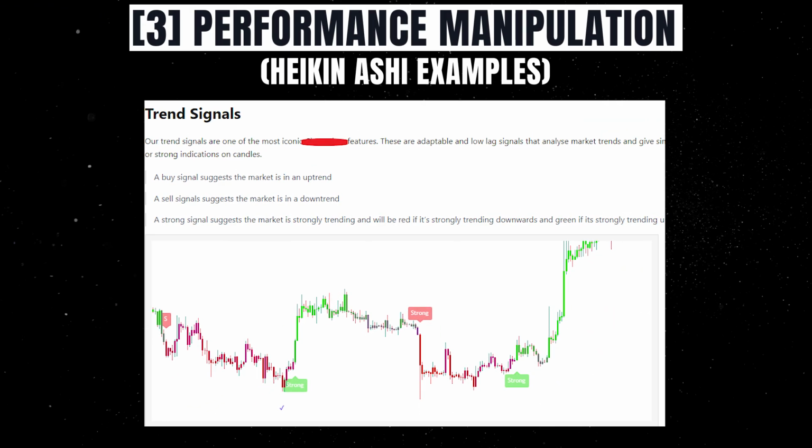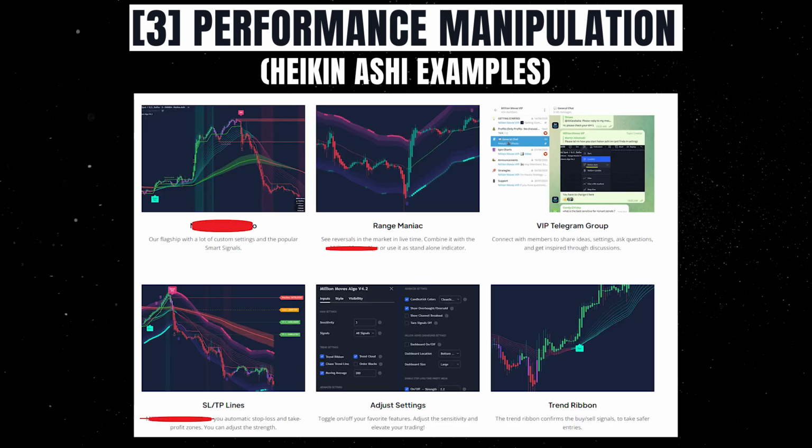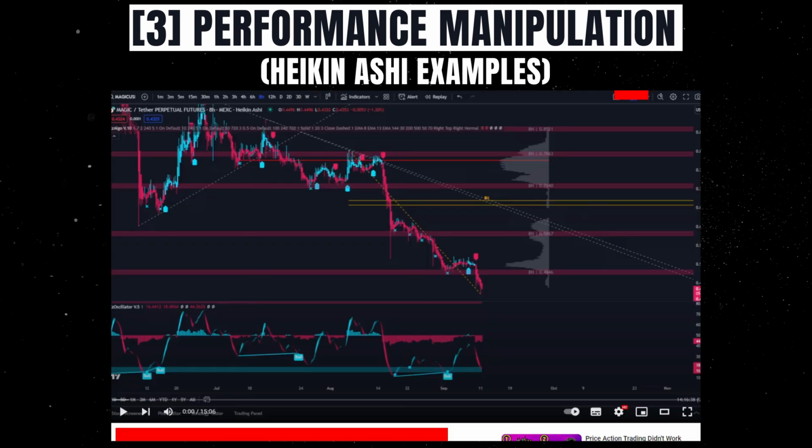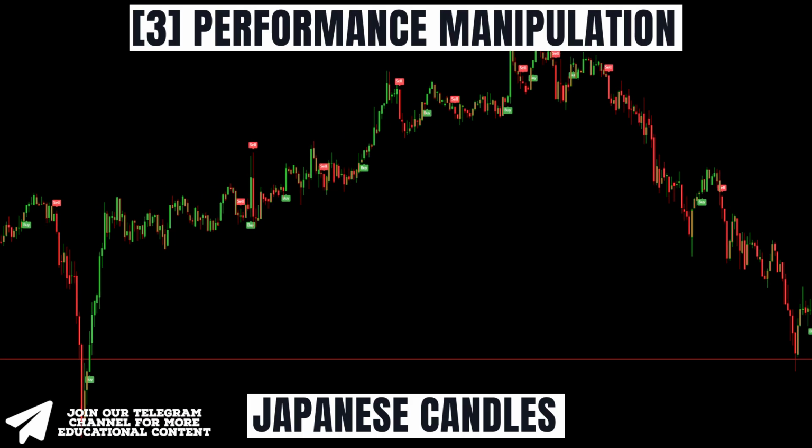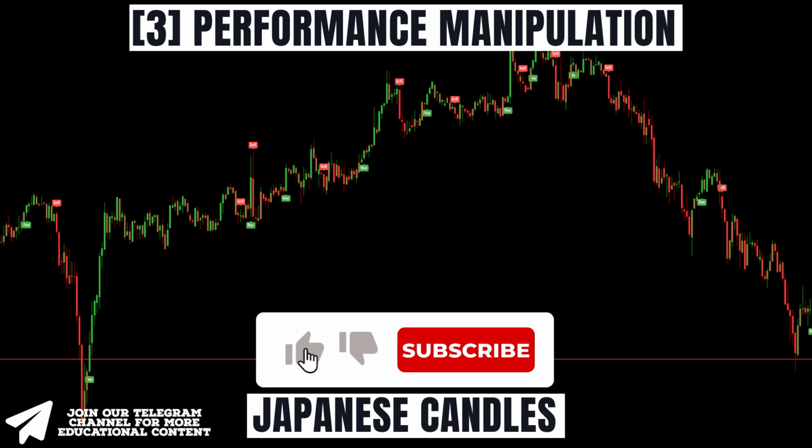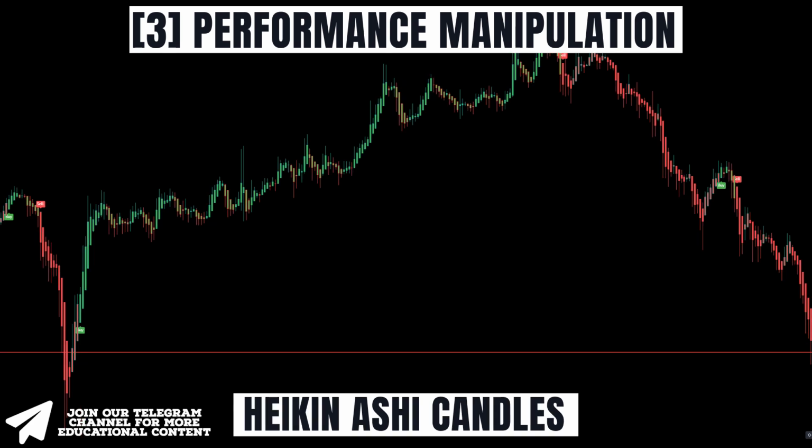Another fraud trick is to show examples using a Heikin-Ashi candlestick chart. The Heikin-Ashi chart smooths the price, thereby eliminating numerous false signals that may occur when using regular Japanese candles. For example, here we observe a UT bot alert indicator on a standard chart with Japanese candles, and a multitude of false signals is evident. Now, let's apply a Heikin Ashi candlestick chart, and boom, the majority of those fake signals disappear.